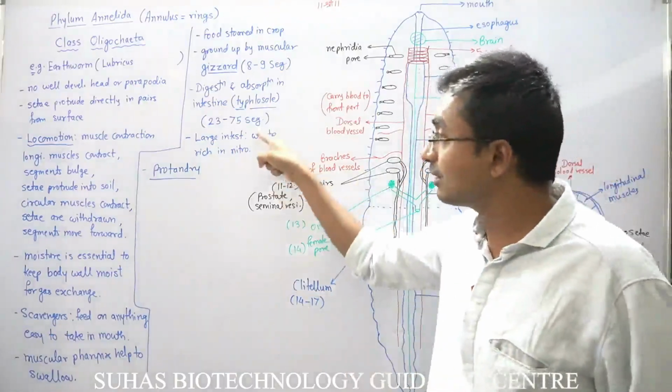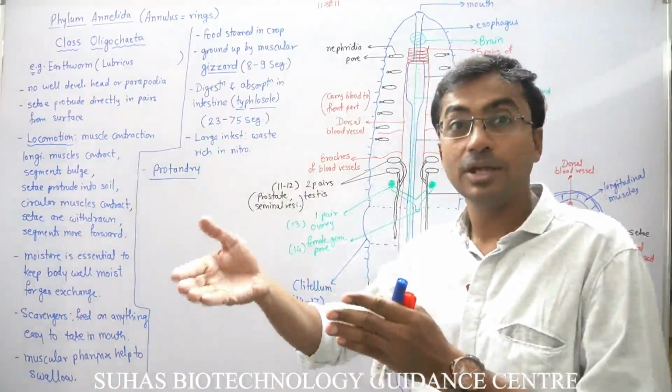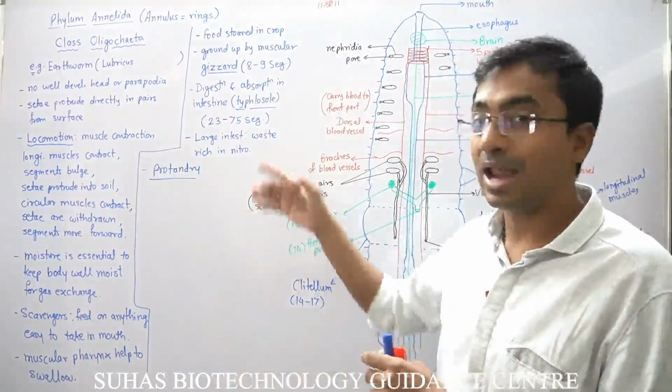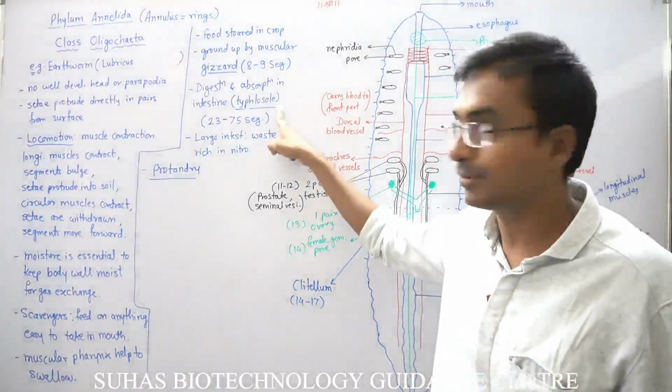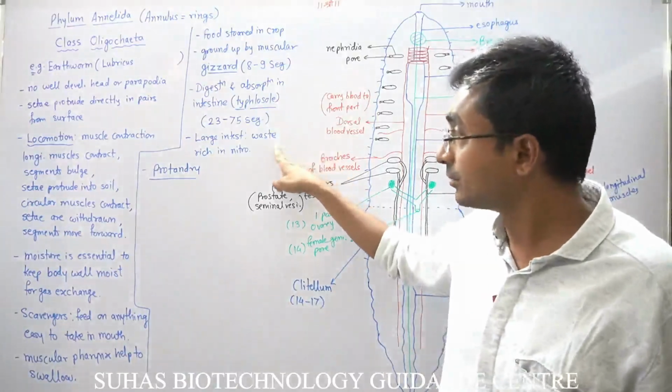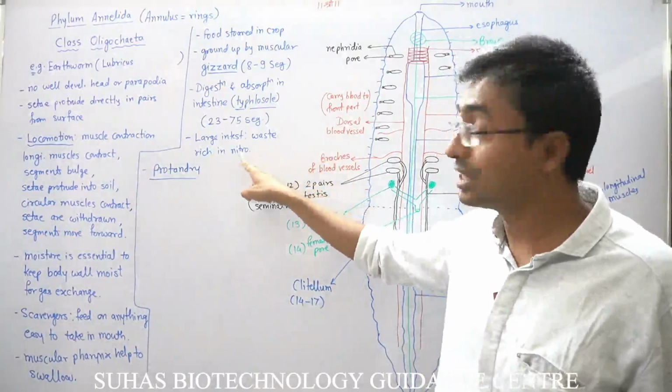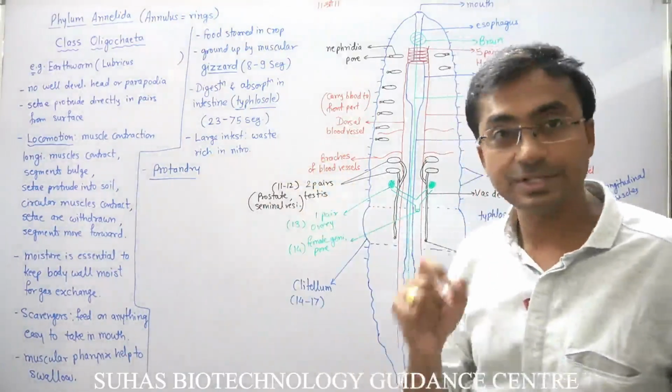But after the 75th or 80th segment, there is the large intestine where absorption of food is not going to take place, and that's why there is no typhlosole after that. And the large intestine releases the waste which is rich in nitrogen, which we have just discussed.